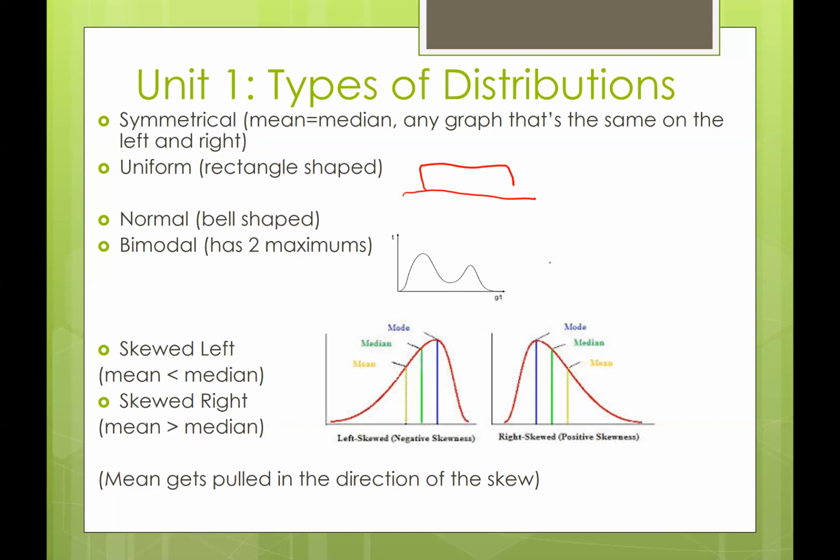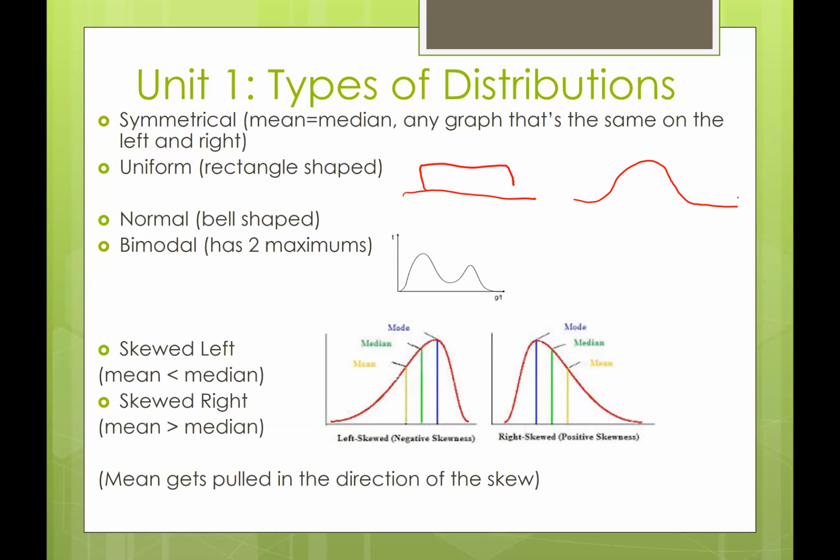And this one is symmetrical as well, as is a normal curve. Remember, a normal curve is a bell-shaped curve, which is approximately symmetrical. If you can be more specific than symmetrical, you should, by saying normal or uniform, but sometimes you can't. Sometimes you just have symmetrical.